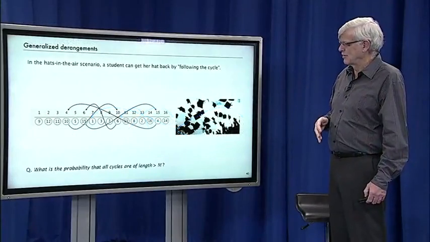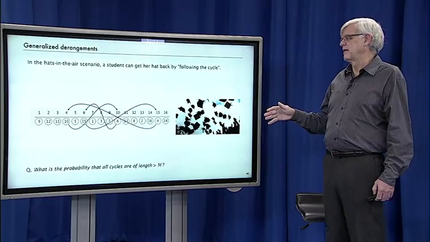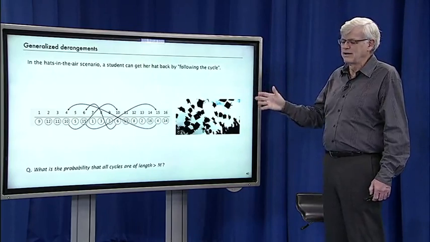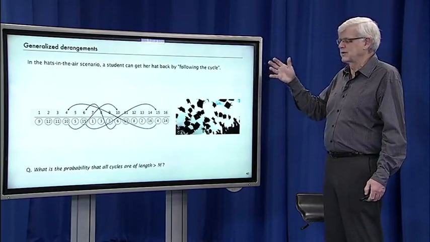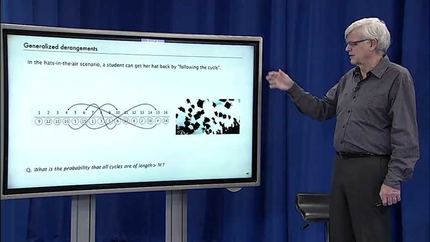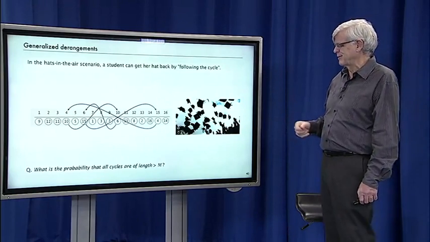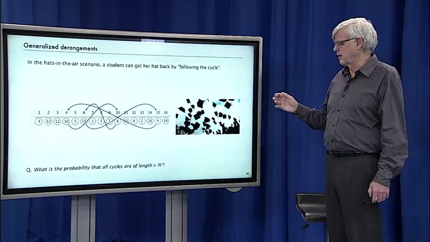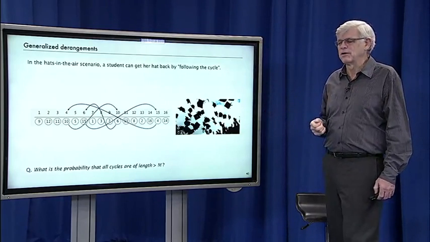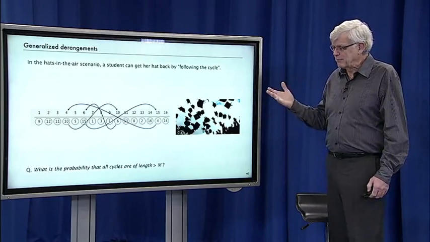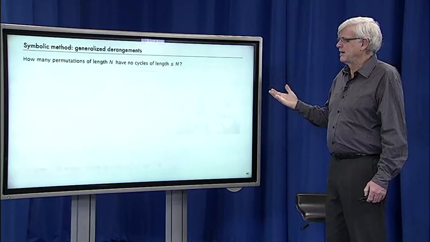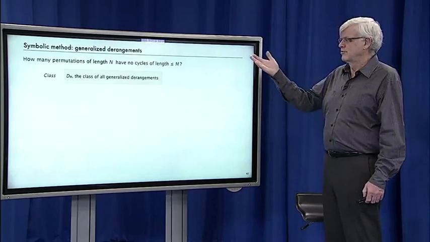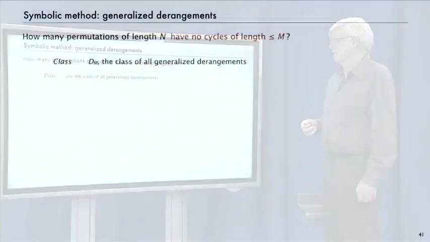Now we have the more general problem. What's the probability that all cycles are of length bigger than m? That everybody would have to talk to at least m random people to get their hat back. That's a generalized derangements problem. That problem is much more difficult to analyze, but with the symbolic method we can get right to the generating function. It's just generalizing the argument that I just gave.